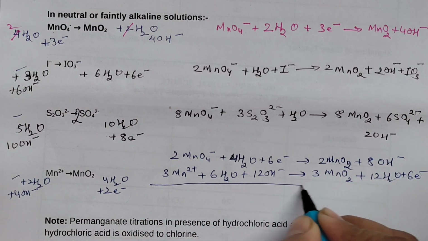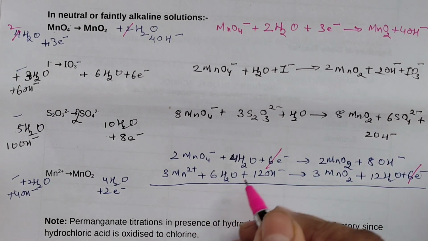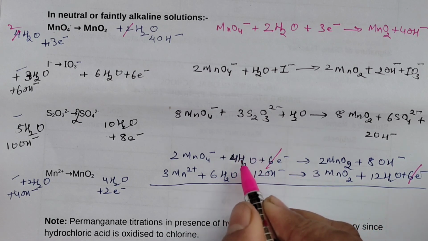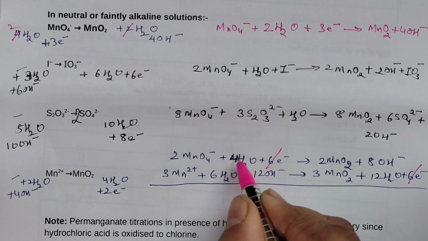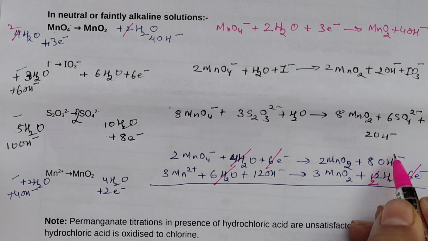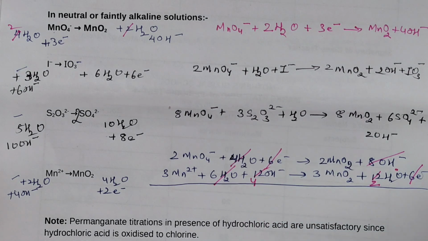So let's start doing it. You can cancel out, electrons will get cancelled. What else? Water on left side total is 10. 4 and 6. So 10, I'll just cancel the whole thing. I'm left with only 2 waters on the right hand side. Right. And OH minus, this I'll cancel. I'm left with only 4 on the left hand side. Let me copy this. Okay.